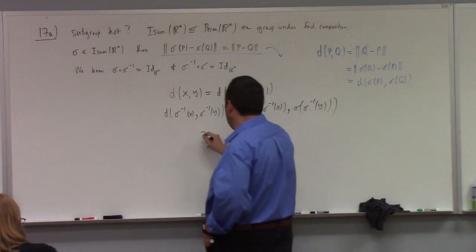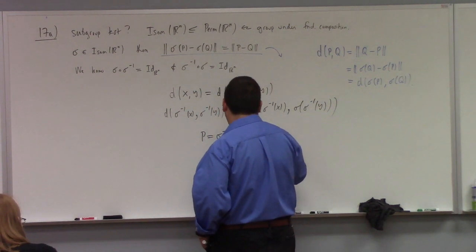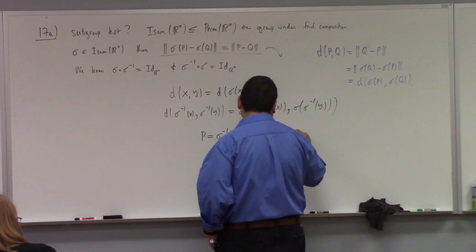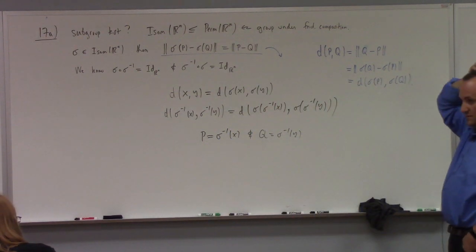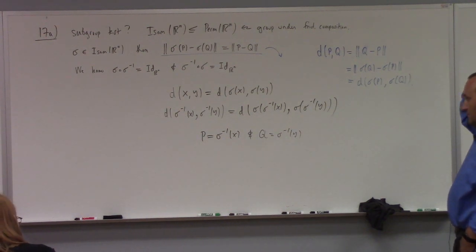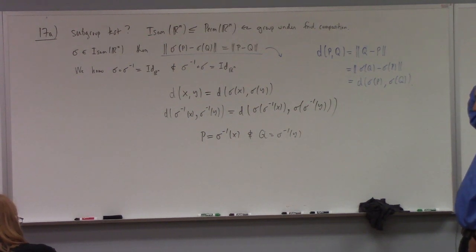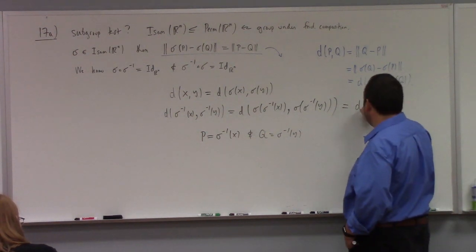So in other words, put P equal to sigma inverse of x and Q equal to sigma inverse of y, and use what's given in blue. I mean, that's the condition for an isometry. If we evaluate that condition at P equal to sigma inverse of x and Q equal to sigma inverse of y, then it looks like it gives us that the distance between sigma inverse of x and sigma inverse of y is equal to the distance between x and y, right?